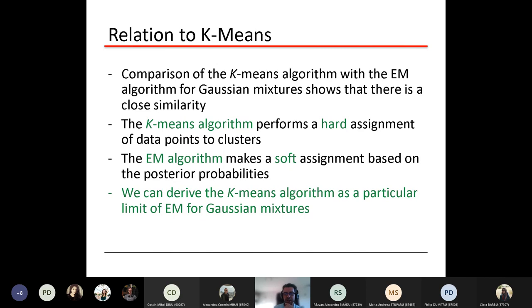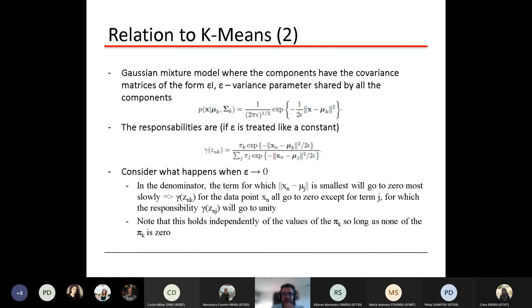while the k-means algorithm always uses a hard assignment of data points to clusters. And actually, we can derive the k-means algorithm. So the k-means algorithm is a particular case of expectation maximization for a mixture of Gaussians. Let's see which is this case, what happens with the Gaussians to get to k-means.